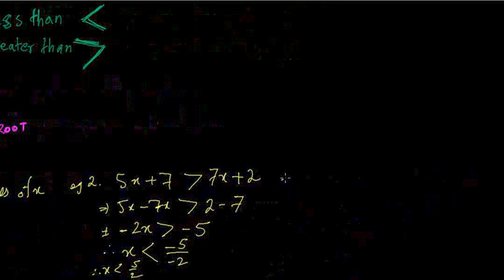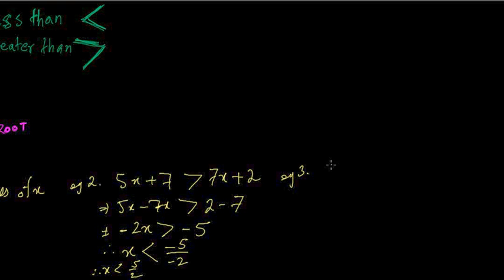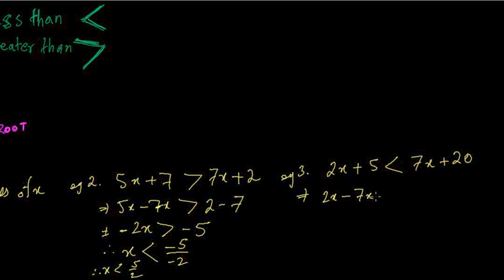Let's do another example. In example 3, let us use 2x plus 5 less than 7x plus 20. Let's bring all the x's to the left side. 2x minus 7x less than 20 minus 5. So this is again going to be negative 5x less than 15.